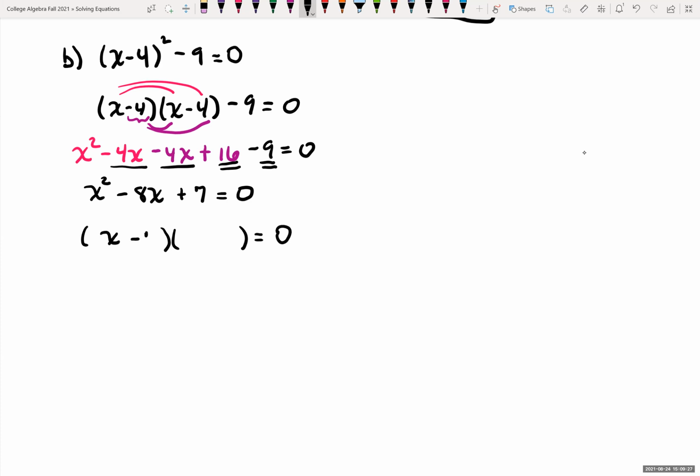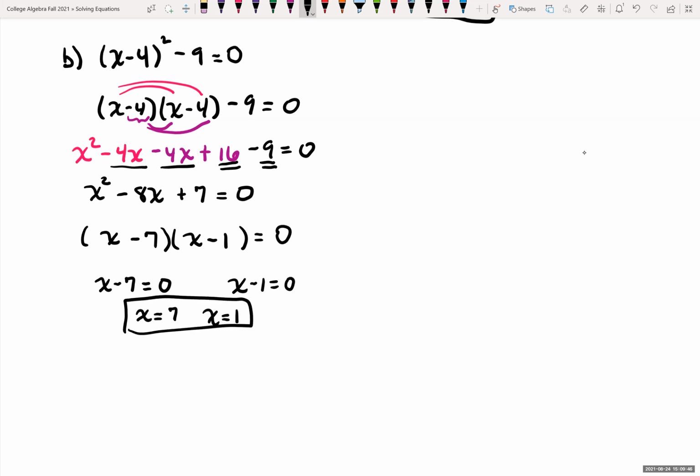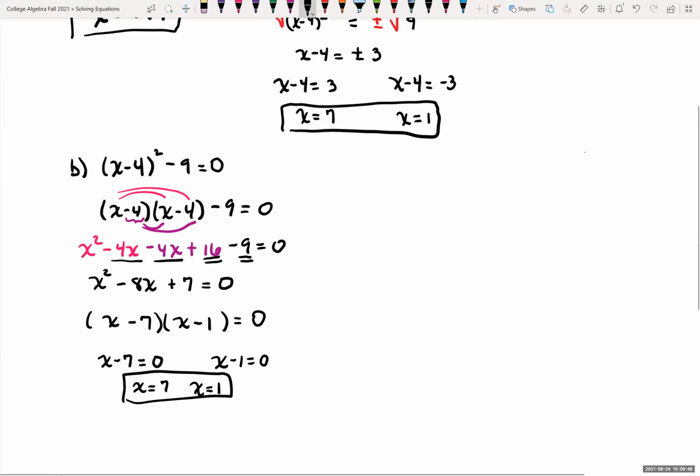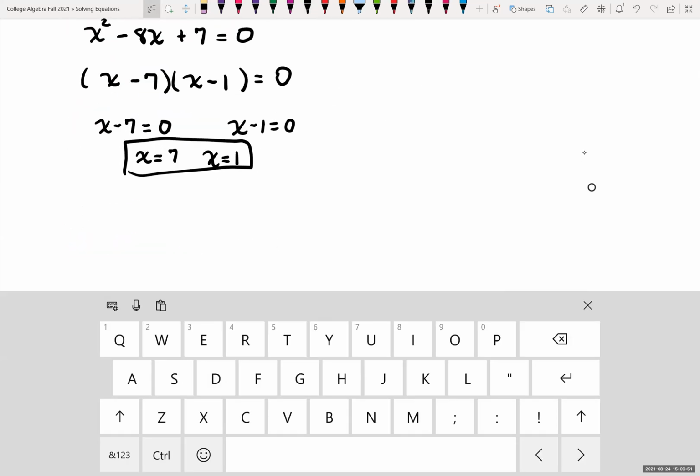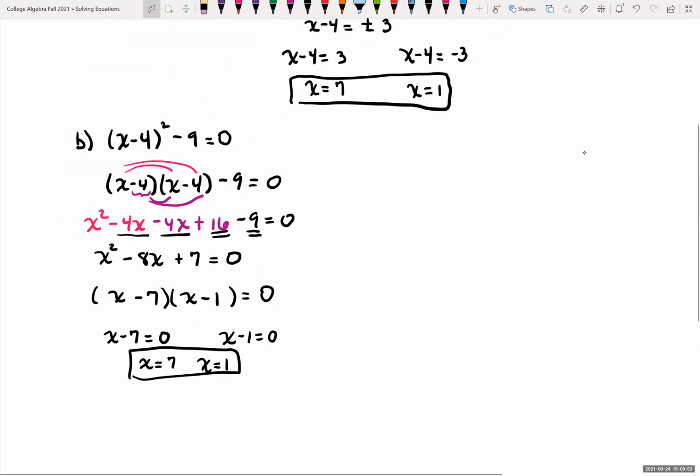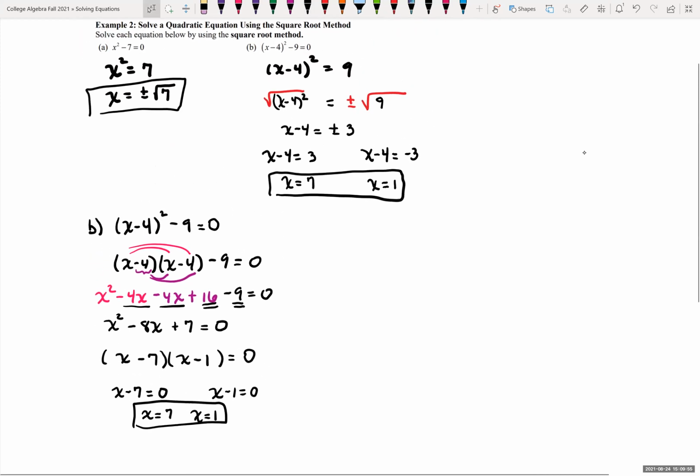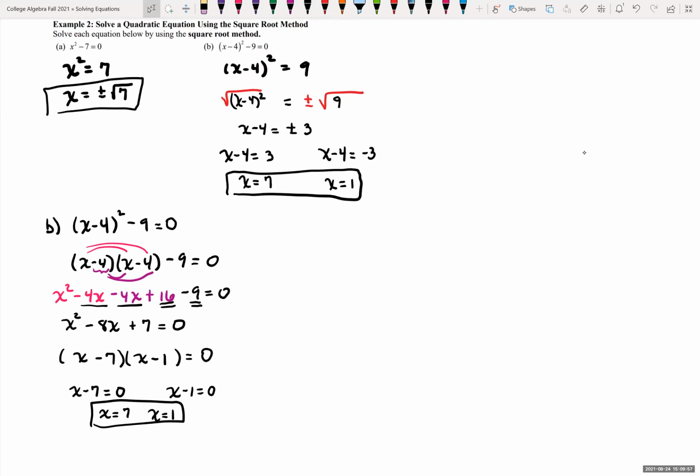So x minus 7, x minus 1. So it's factored, it's equal to 0. So we can use that 0 property and set each factor equal to 0. X minus 7 equals 0 and x minus 1 equals 0. So x is 7 and x is 1, which is what we got before. But notice how much faster it was to use that square root method.